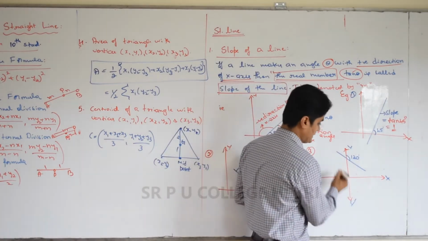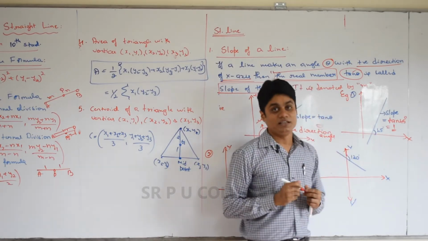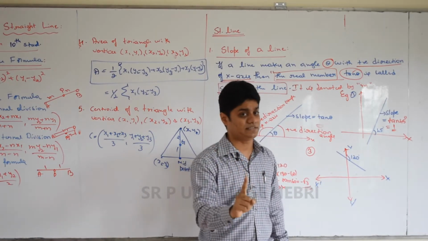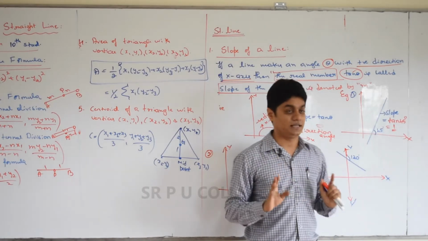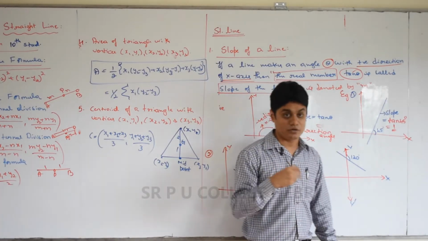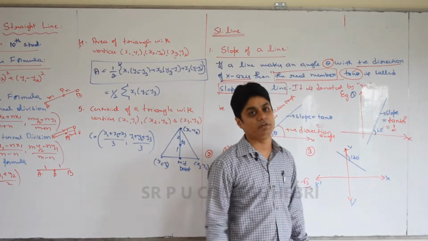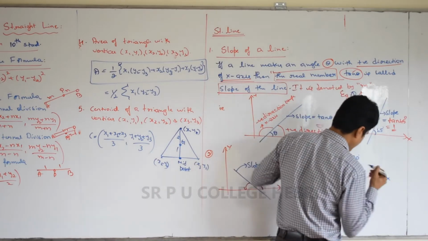If a line makes an angle 120 degree with the positive direction of y axis, what did I say in the definition? Theta must be the angle made by the line with the positive direction of x axis only. Negative direction won't work, or with y axis won't work. But here what is given? The angle made by the line with the positive direction of y axis. How to find its slope? To find its slope, we have to extend this.